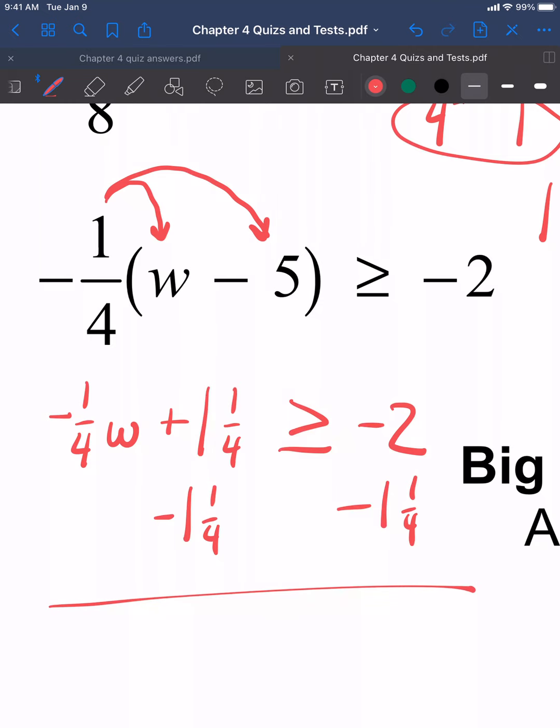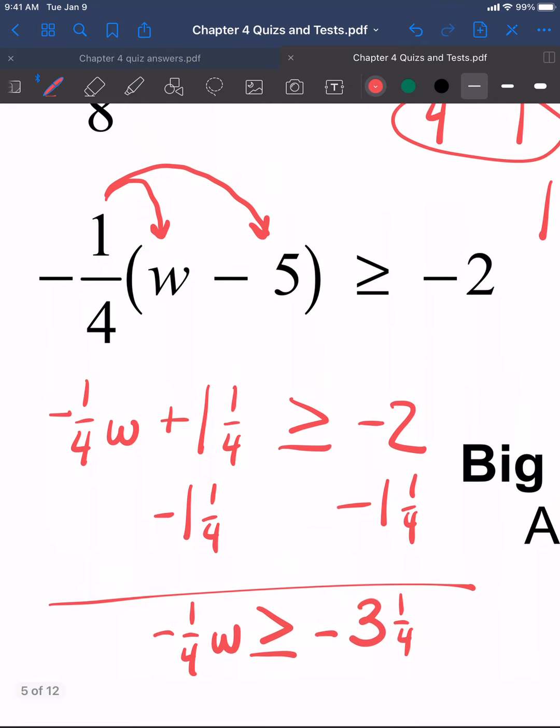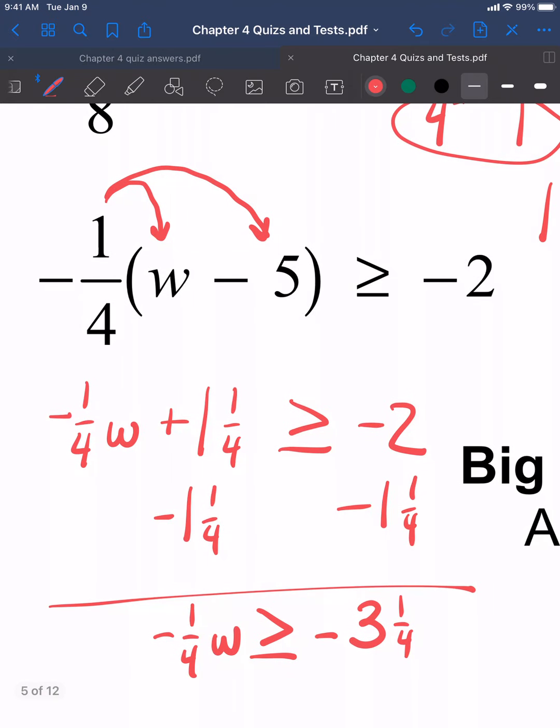Guys, this is pretty easy. Signs are the same, so I just add. What's 2 plus 1? 3 and 1/4. Negative, right? Okay. Now I have negative 1/4 W is greater than or equal to negative 3 and 1/4. Woof! Told you guys this one was spicy. What do we do now?